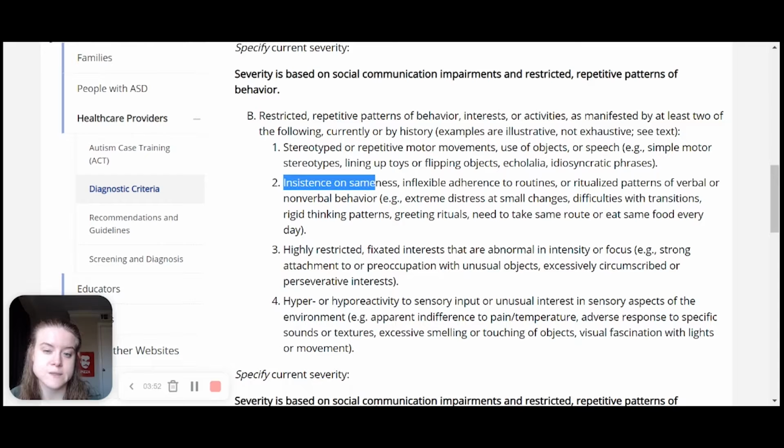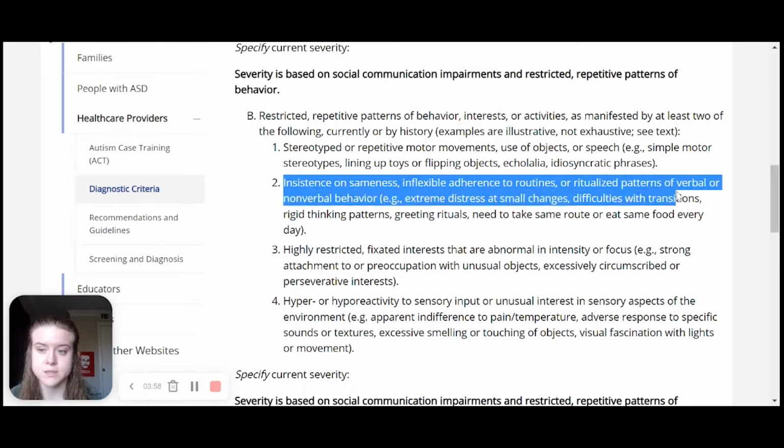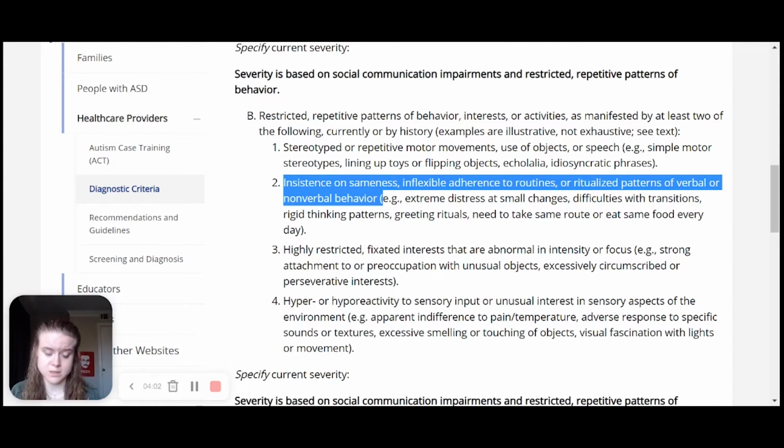Again, the insistence on sameness, inflexible adherence to routine, or ritualized patterns of verbal or nonverbal behaviors. So this means that somebody with autism may like having routines, and it might actually help them with functioning on a day-to-day basis. So next we'll finally go into media representation.